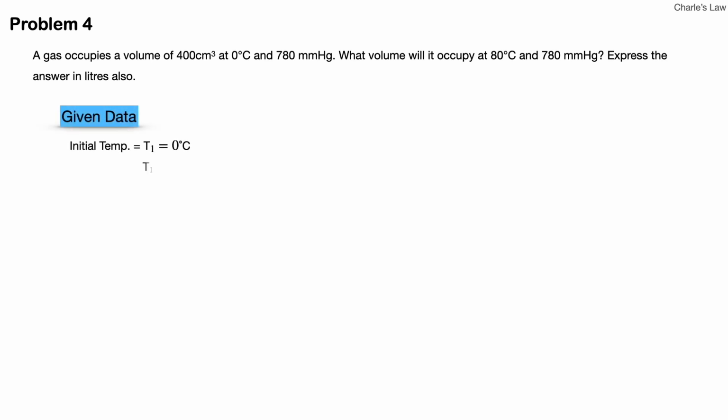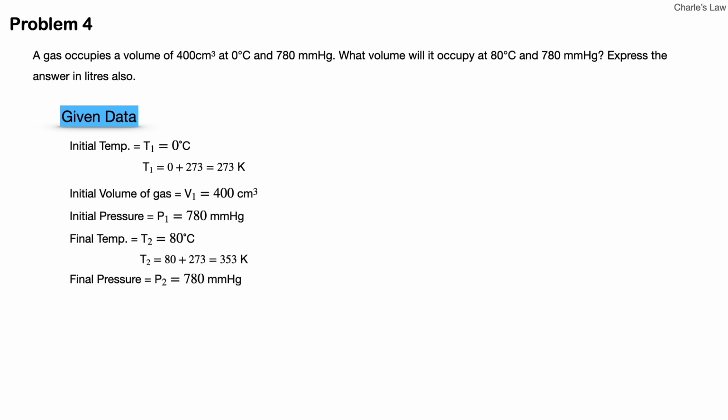The given data is initial temperature, which is 0 degrees Celsius, and in order to convert it into Kelvin, we have to add 273 to the Celsius value. This is a very simple conversion. The initial volume of the gas is 400 cubic centimeters. Initial pressure is 780 millimeters of mercury. Final temperature is 80 degrees Celsius. We have to convert it into Kelvin because we use Kelvin in all these laws.